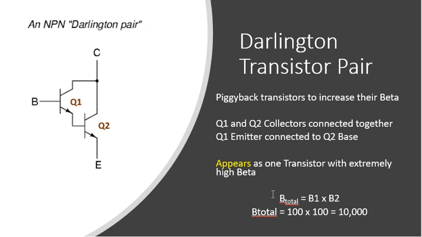The total beta is beta 1, the beta of Q1, times the beta of Q2. So if these were two 2N3904s, it'd be 100 times 100. We'd have a total beta of 10,000. That's an extremely high beta.